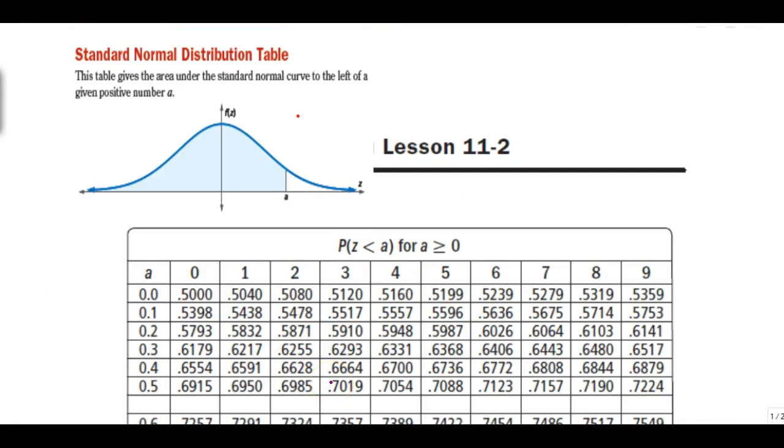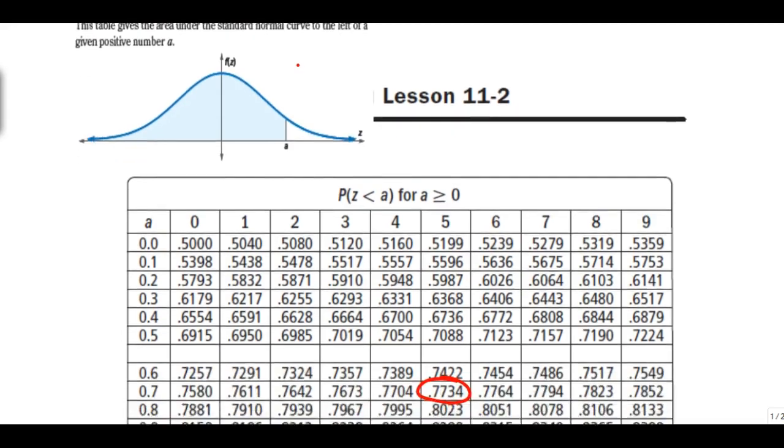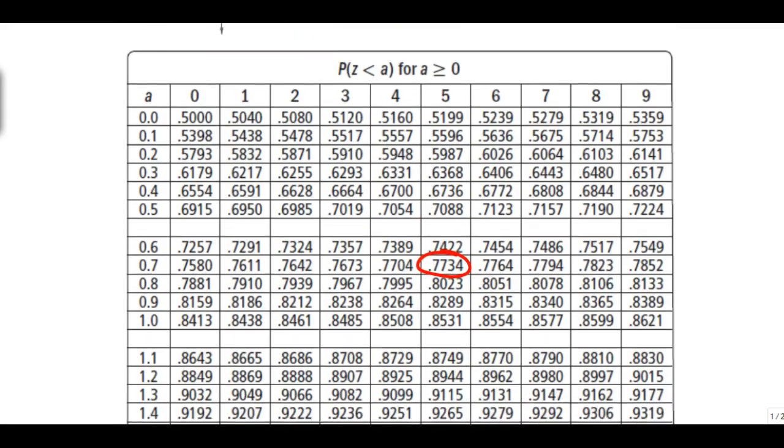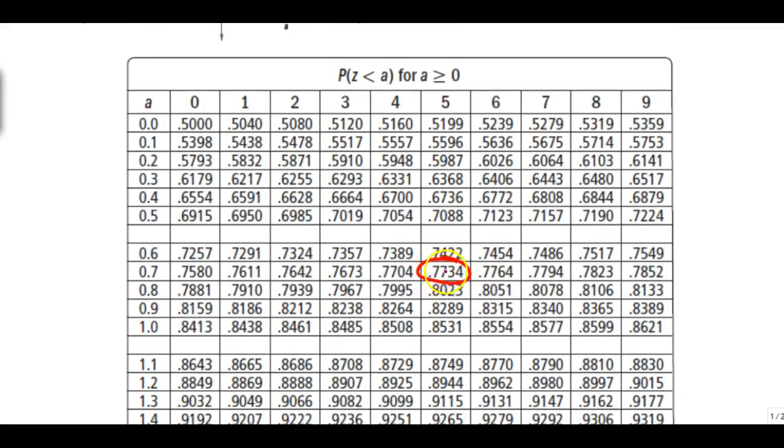We got this chart back in 11.2. It's also available in your textbook. So we're going to go to 0.75. So 0.7, and then we're going to go over to the 5. So I've already got that one circled for us. It's 0.7734. So 0.75 is right here, 0.7734.